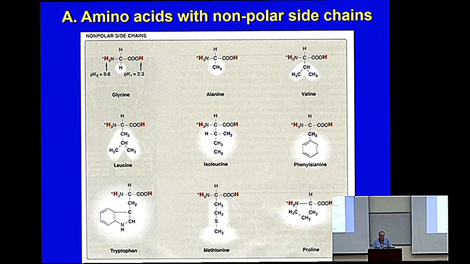So what do you need to know about these? You need to know first the meaning of nonpolar, that they all belong here. You need to know the name. You need to know the 3-letter abbreviation. And you need to pay attention to some important features we mentioned. For example, we mentioned the phenyl here as phenylalanine, tryptophan having 2 rings, methionine having a sulfur, and proline having an imino group instead of an amino group. That's it, basically. Don't need to know the structural details.